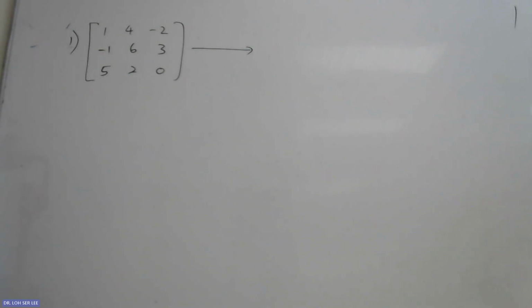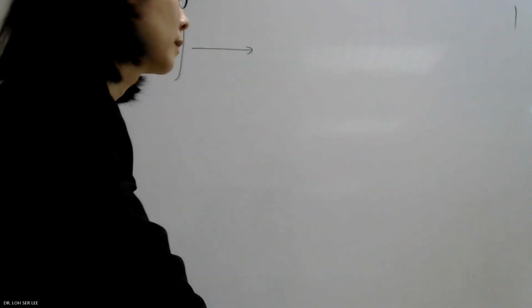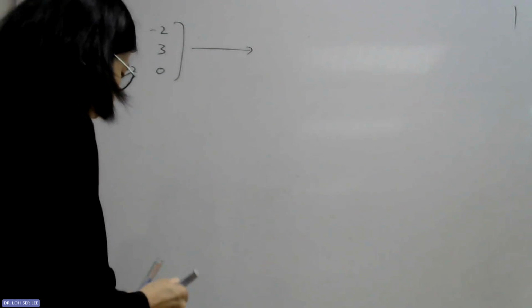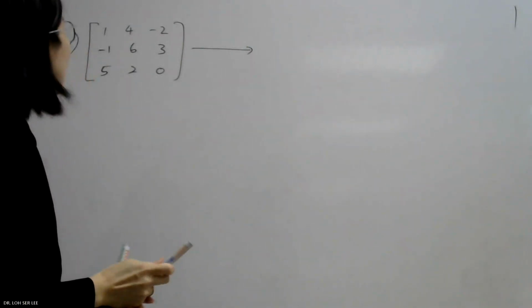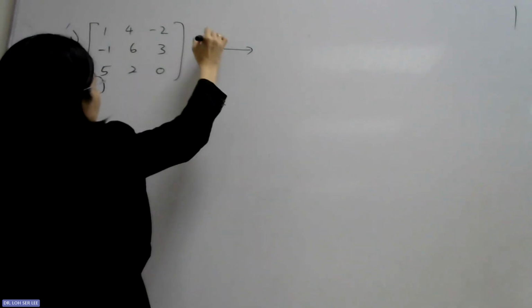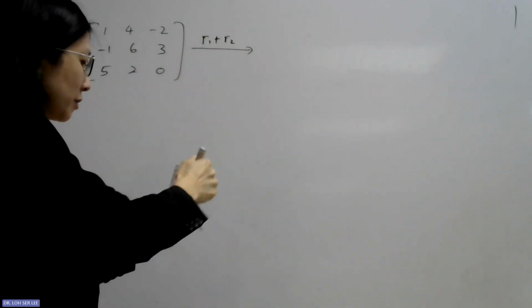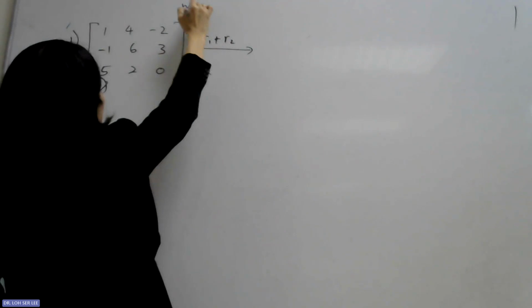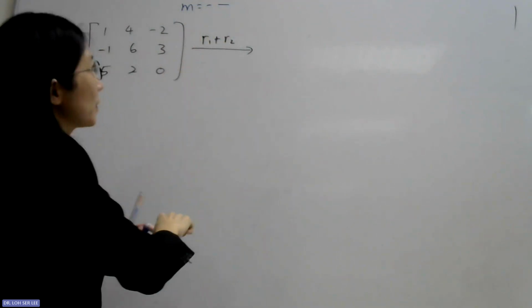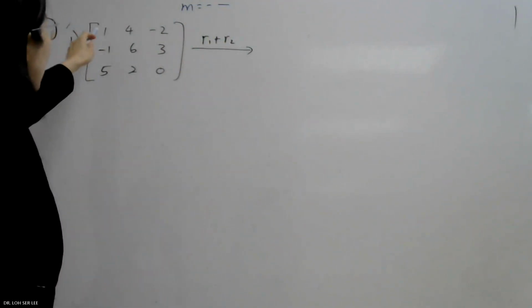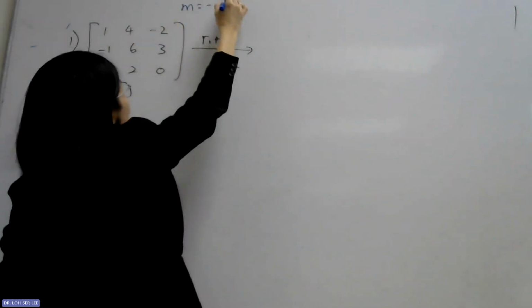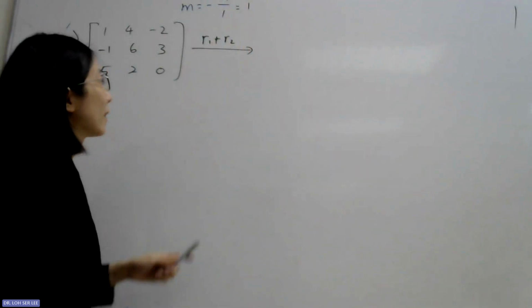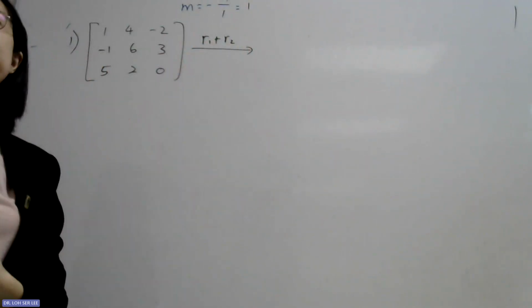So we have the pivot. The first one is the pivot. What is your first operation? R1 plus R2. Okay, I will show you how to get an M. Your M is a negative fraction. The value of the pivot is 1, which stays at the bottom, and the value to change into 0 is -1. Put it at the top, so you get +1. So +1 R1.